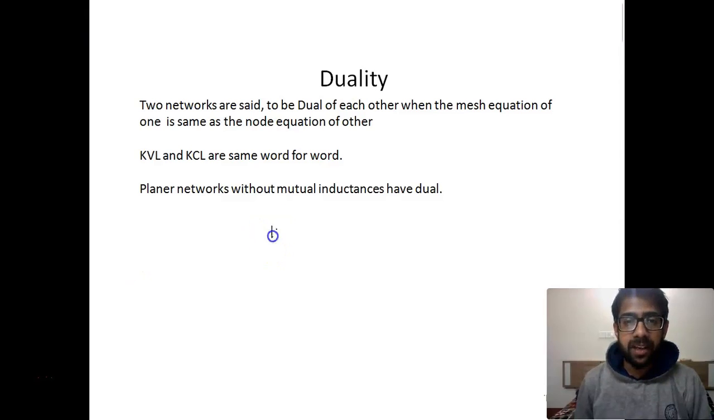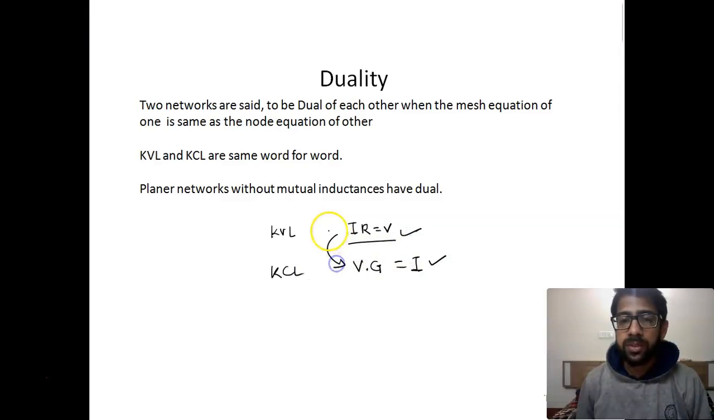Now when you apply KVL, you get equations in the form of current times resistance equals voltage, and you get many equations in this form. And when you apply KCL, you get equations in the form of V times admittance G equals I. So these two are said to be dual because, in the duality principle, when you get such equations out of two networks, these equations are the same word for word. That means you just have to replace R by G, I by V and V by I. So let us see how it is done.